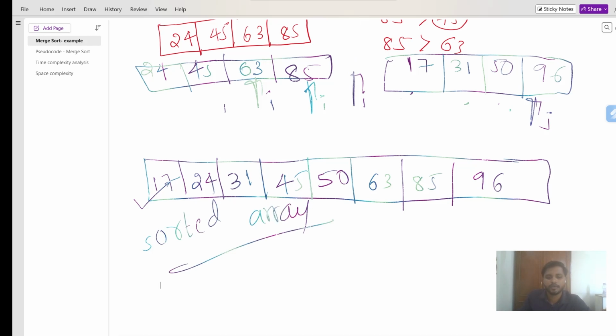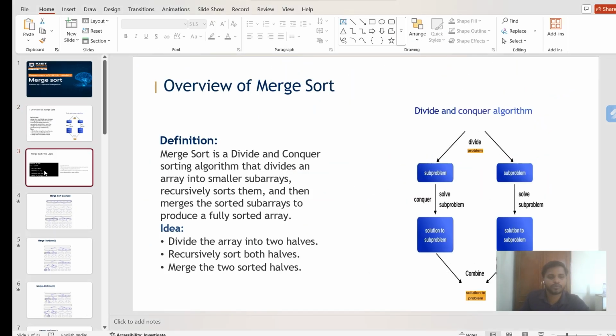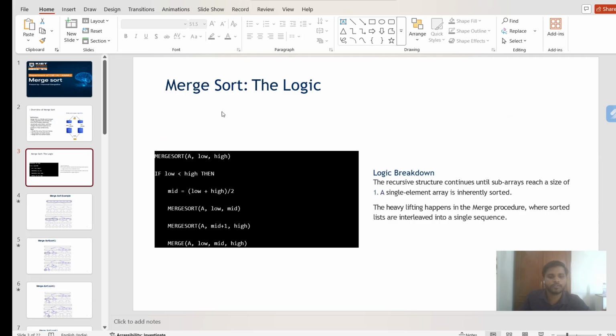Now let us see the pseudocode of the merge sort. How does the merge sort pseudocode look like? This is the logic of the merge sort pseudocode. What are the parameters? We are going to have three parameters. One is the array, another is a low pointer, another is a high pointer. Now we are going to run merge sort until low is less than high.